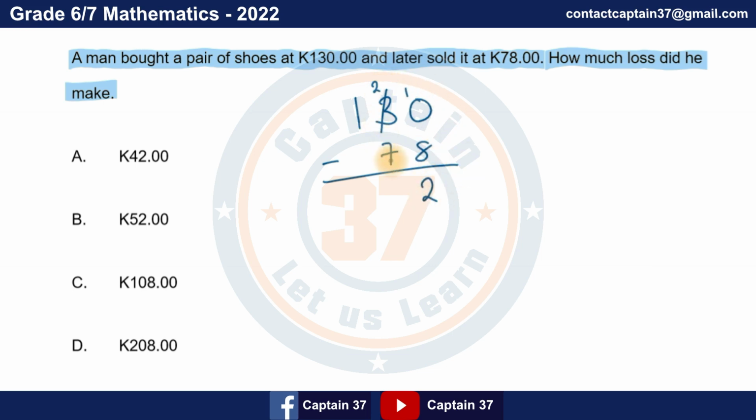2 minus 7, it can't. So we get 1 from this 1, it becomes 0. That 1 will come here and this becomes 12. 12 minus 7 is 5. This 52 kwacha is how much loss he made.